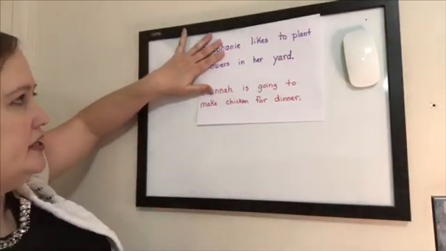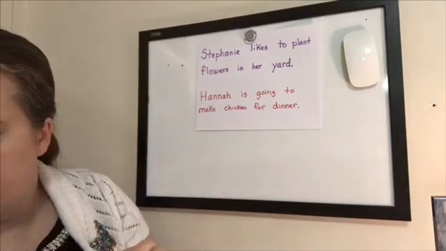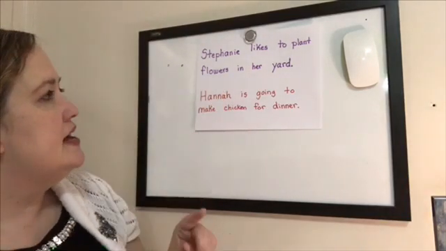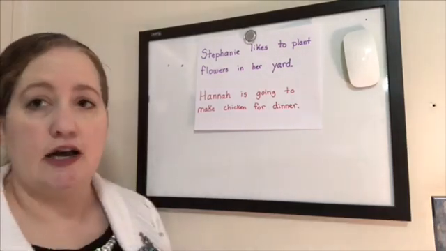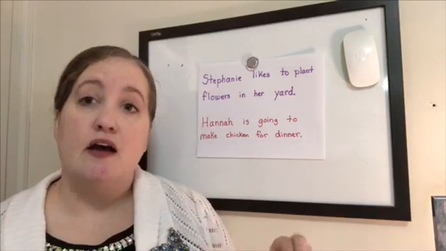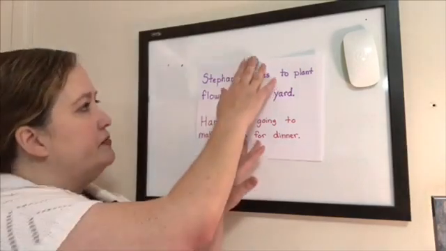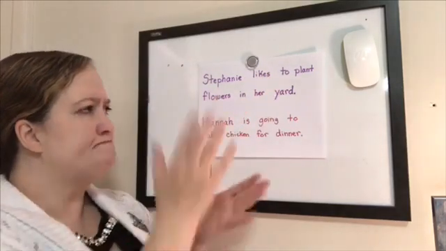I'm going to put one right here. I think you can see that. There you go. And then we have another one that we're going to do in a minute. But the first one is, Stephanie likes to plant flowers in her yard. In this activity, we're going to separate the subject from the predicate. So let's talk about this. Stephanie likes to plant flowers in her yard.